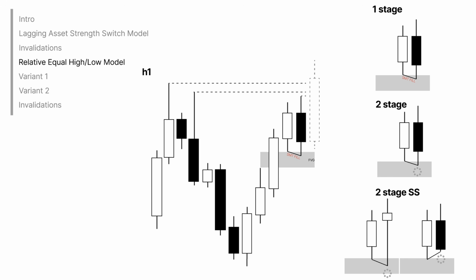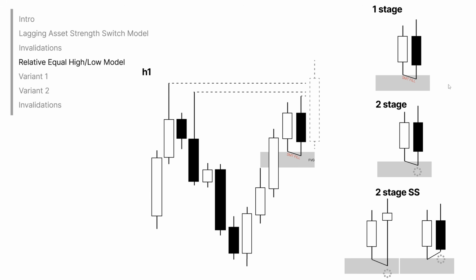The model is simple. Price trades close to a high or low on the higher time frame, creates relative equal highs, retraces into a clean higher time frame fair value gap. At this key level, we want to see an SMT fill with at least a one-stage crack in correlation. Ideally a two-stage crack, or even better, a two-stage strength switch.